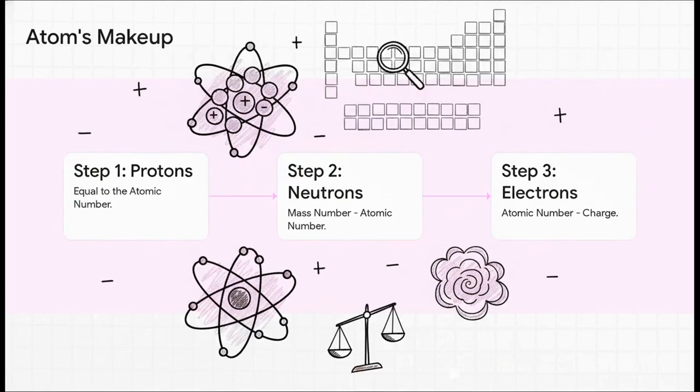And with just the numbers on that ID card, you can figure out the entire recipe for any atom. It's so easy. The number of protons? That's just the atomic number. To get the neutrons, you take the bigger number, the atomic mass, and subtract the atomic number. And for a neutral atom, one with no charge, the number of electrons is exactly the same as the number of protons. Simple as that.